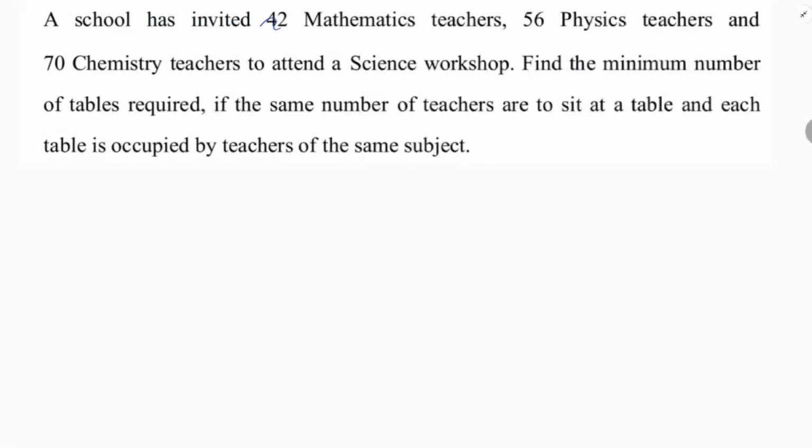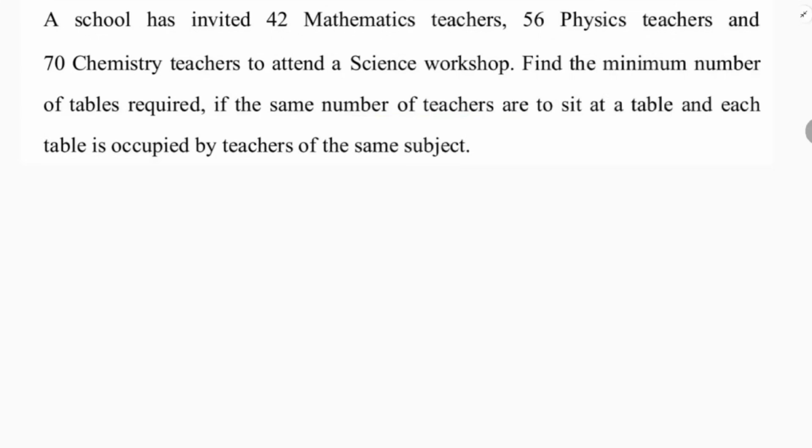A school has invited 42 mathematics teachers, 56 physics teachers, and 70 chemistry teachers to attend a science workshop. Find the minimum number of tables required if the same number of teachers are to sit at a table and each table is occupied by teachers of the same subject. See, the same number of teachers are to sit on each table.